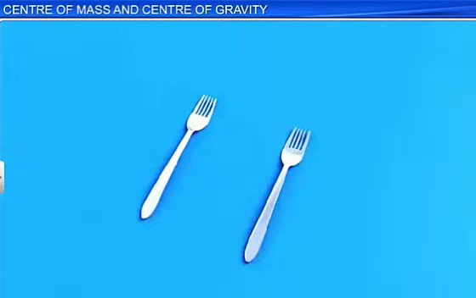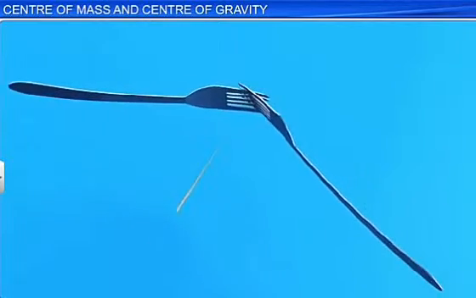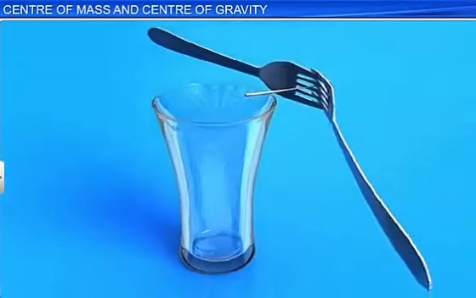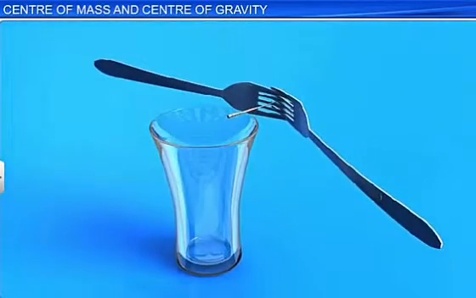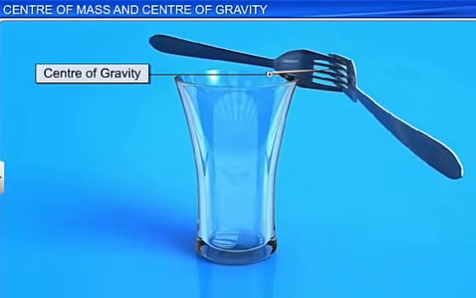The position of the center of gravity of a body need not always be within the body. For example, observe the system of 2 forks. This system of 2 forks can be balanced as shown. This is possible because the center of gravity of the system is outside it and is at the location shown.